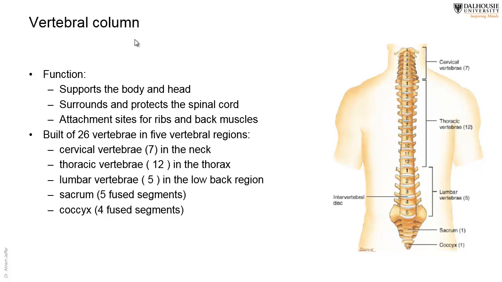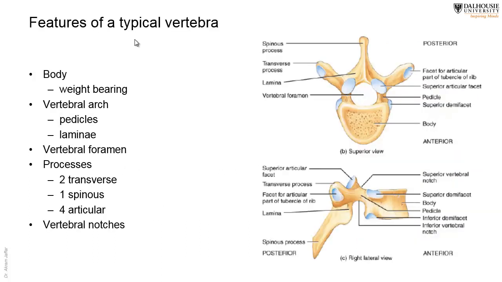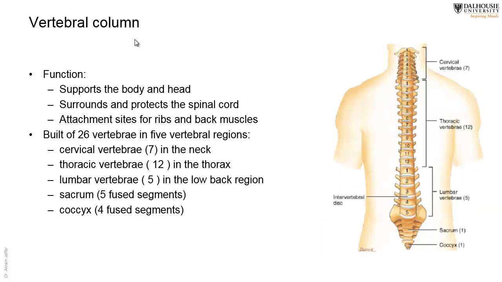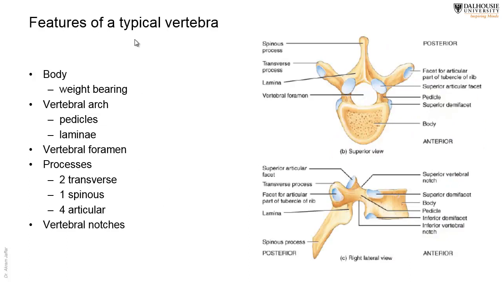The separate vertebrae are actually connected with each other by intervertebral discs. These are intervertebral discs which are present between the vertebral segments. Each vertebra, as you can see here in the superior view and the lateral view, in general has a body and an arch, a vertebral body and a vertebral arch.